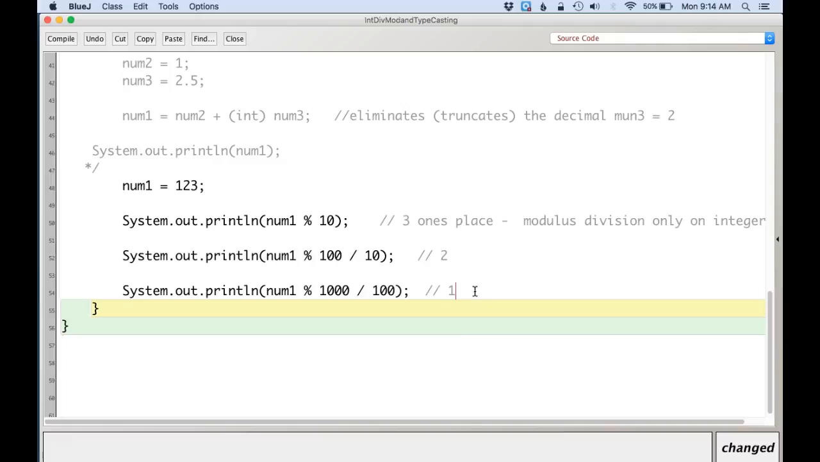There's sometimes we need to cut up or parse up the digits, and modulus division helps us. So we're going to do a little more practice with that.